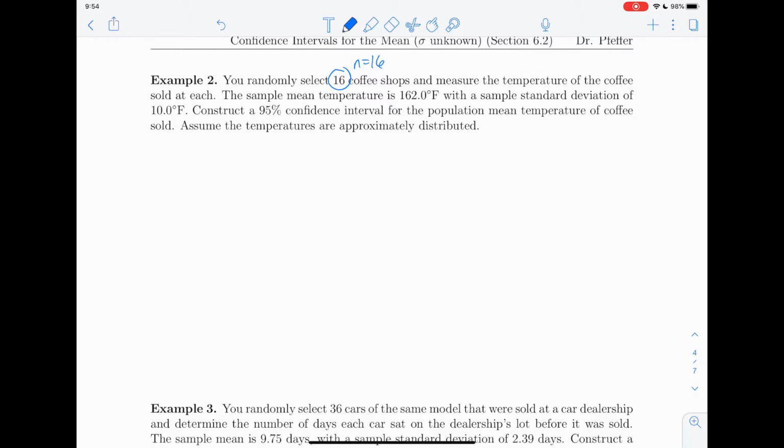The sample mean of the temperatures is 162 degrees Fahrenheit. So immediately that information is going to be X bar. The sample standard deviation is 10. So the minute we read that, we know that's going to be little s. We want a 95% confidence interval. Boom, immediately we know that that's going to be C is equal to 0.95.